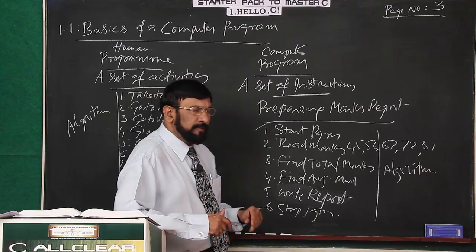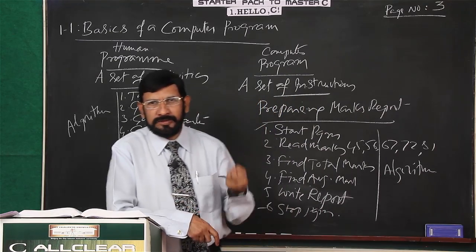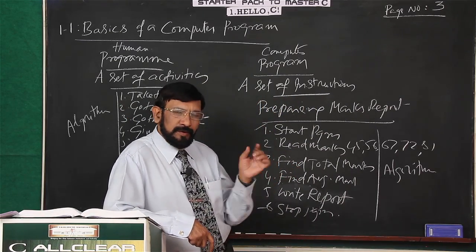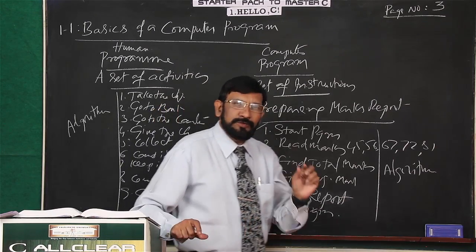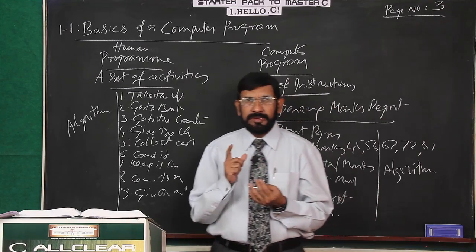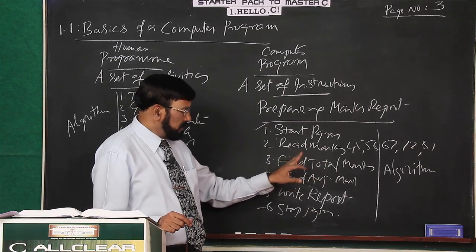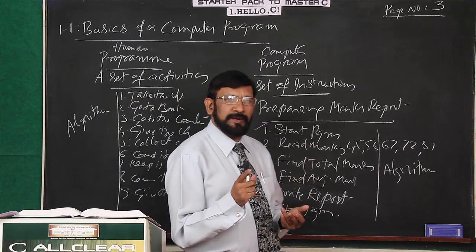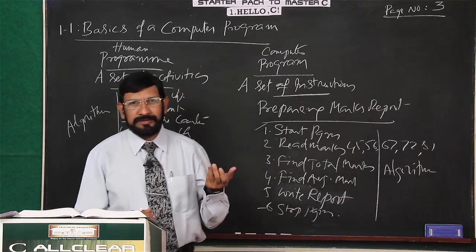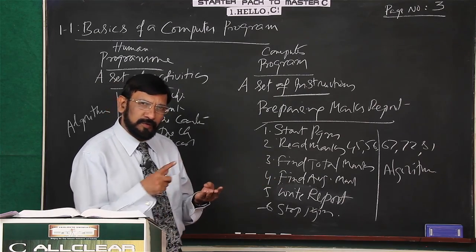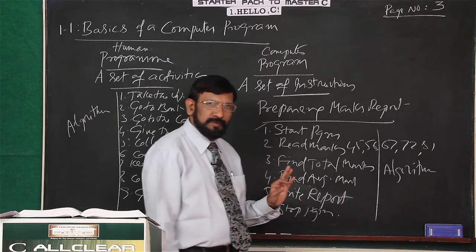Now thereafter, finding total marks. As a part of the marks report, you expect that total marks are to be printed. So you have to calculate total marks. Like in mathematics, you use a formula: total marks is equal to P1 plus P2 plus P3 plus P4 plus P5. Then the computer can calculate total marks. Thereafter, you have to find average marks, because as part of the marks report, you have to print average marks. That is also using a formula: average marks is equal to total marks divided by 5.